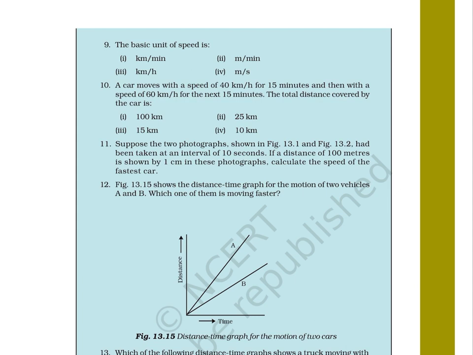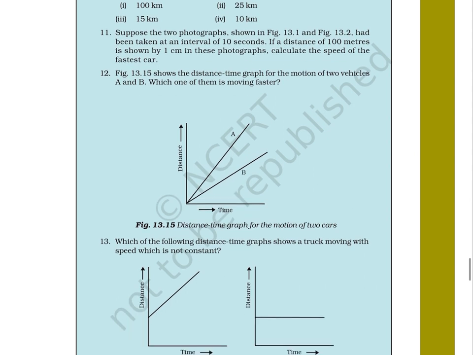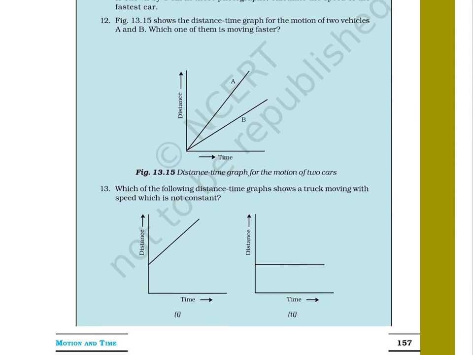11. Suppose the two photographs given in figure 13.1 and figure 13.2 had been taken at an interval of 10 seconds. If a distance of 100 meters is represented by 1 centimeter in these photographs, calculate the speed of the fastest car. 12. Figure 13.15 shows the distance time graph for the motion of two vehicles A and B. Which one of them is moving faster?